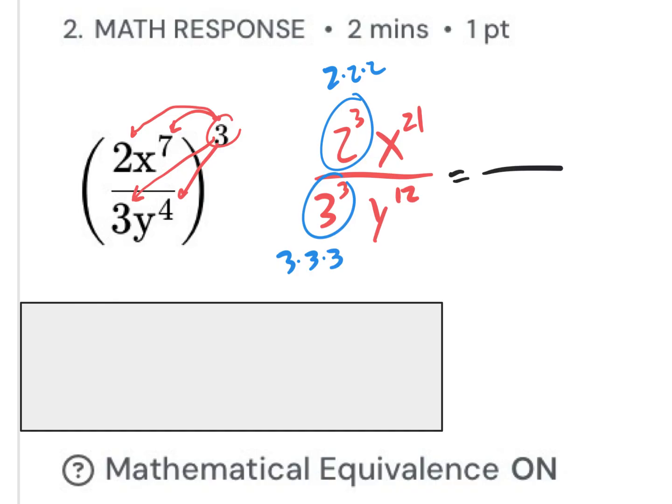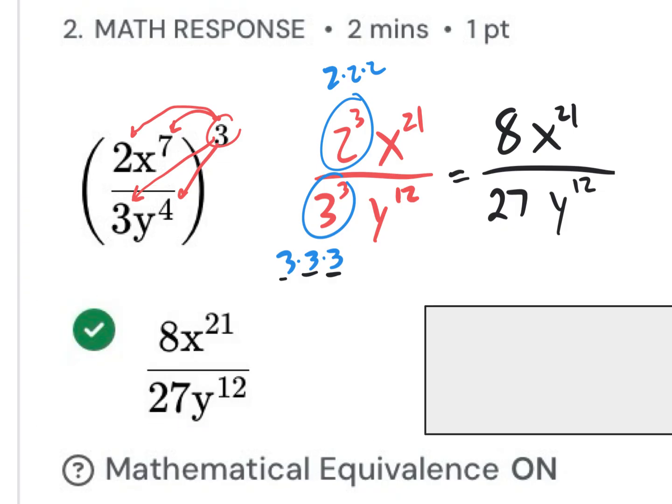So our final answer up on top will be an 8, because 2 times 2 is 4 and times 2 is 8, x to the 21. And on the bottom, when you go 3 times 3, that's 9, but times another 3, that'll be a 27, and y to the 12th. Of course, you're supposed to try to simplify. Like if this were an 8 and a 24, you could reduce that, but 8 and 27, you can't reduce. So this is your final answer, 8x to the 21 over 27, y to the 12th.